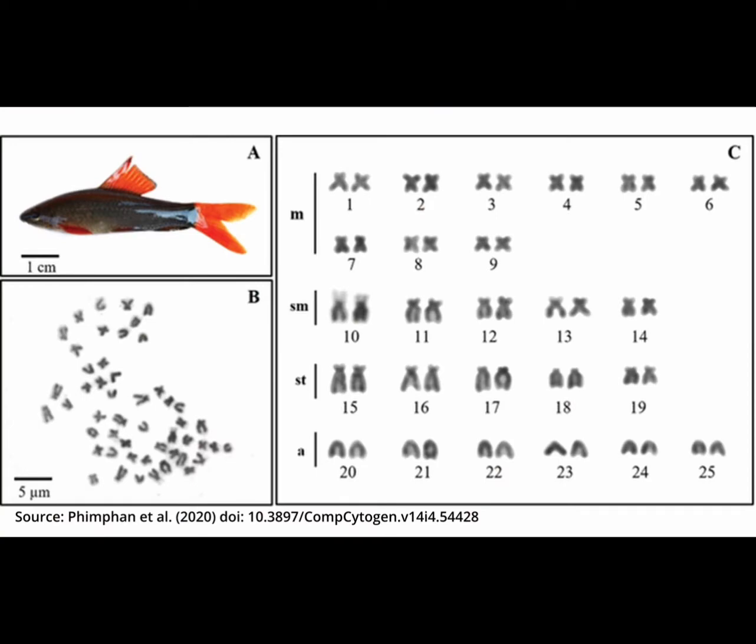Cytogenetics is the study of chromosomes that gives researchers access to high-quality chromosome preparations. Here is an example of metaphase chromosome plates and karyotypes of a species of rainbow shark. This karyotype can be used to detect anomalies in chromosomes.